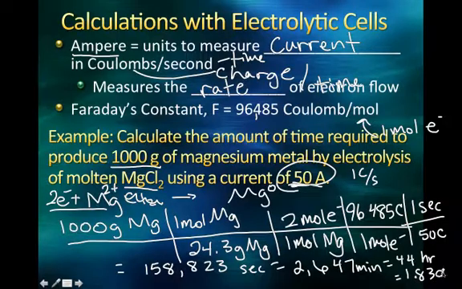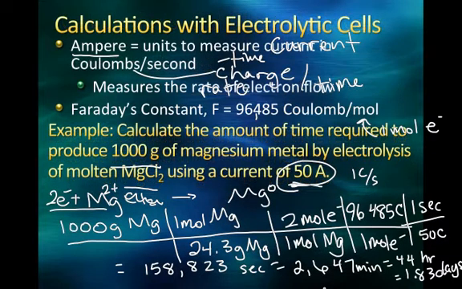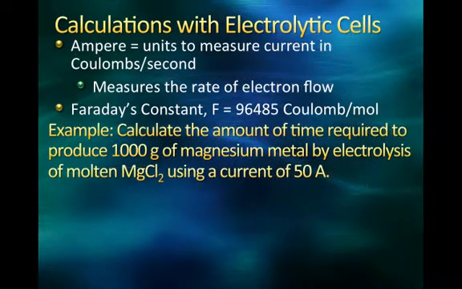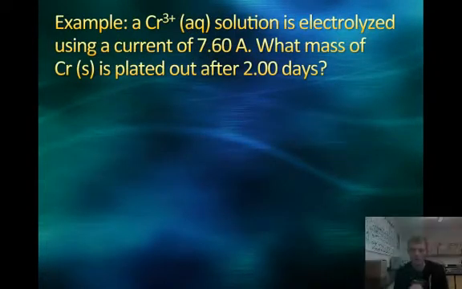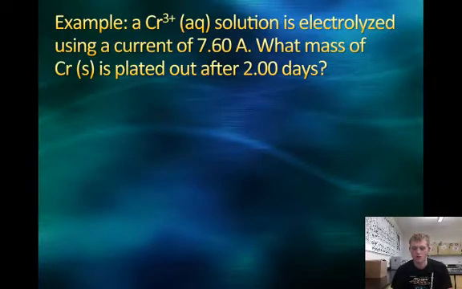If this is really your magnesium factory where you are making magnesium and all you make in 1.83 days is 1,000 grams, we're not going to make a very big profit. I think we should turn up the electricity. Let's look at another example then.